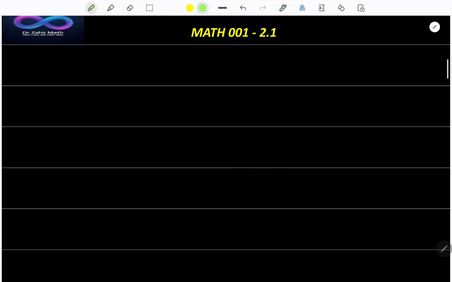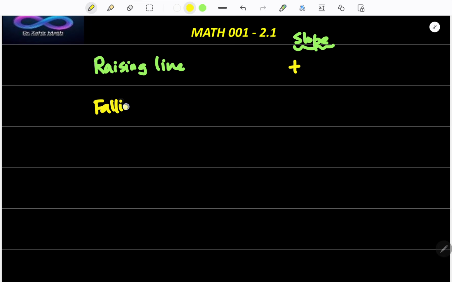Can I give you some small idea about this slope? A raising line means what? Increasing. Suppose you are going from the ground floor to a city on the mountain side, which is at the top. So that is a raising line. What will be your slope? Let me write here: slope. For the raising line, the slope will be positive. For the falling line, which is coming down, automatically the slope will become negative, right?